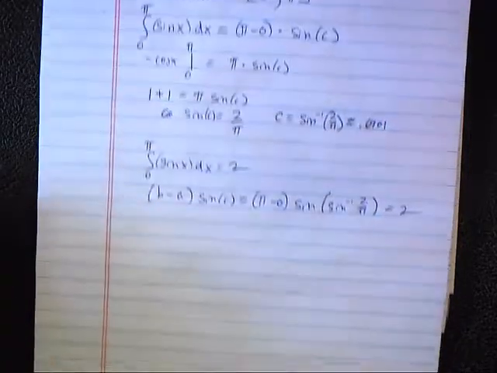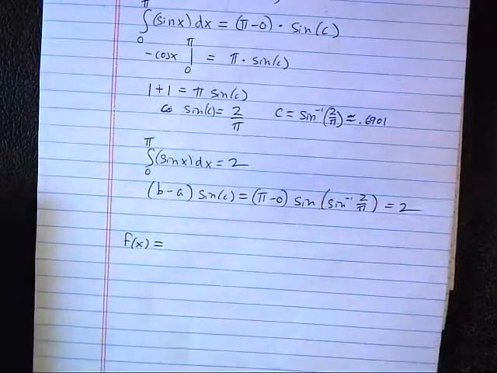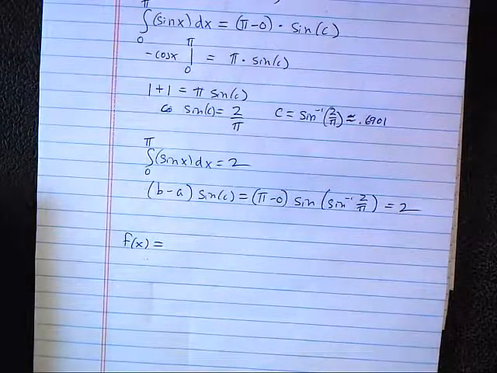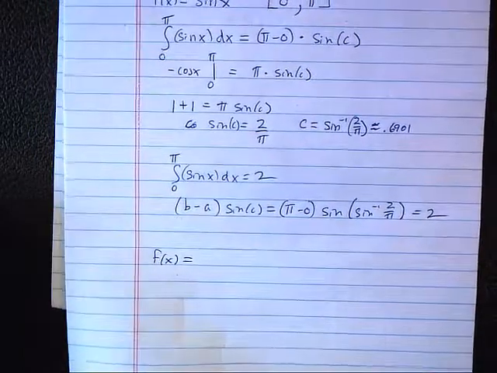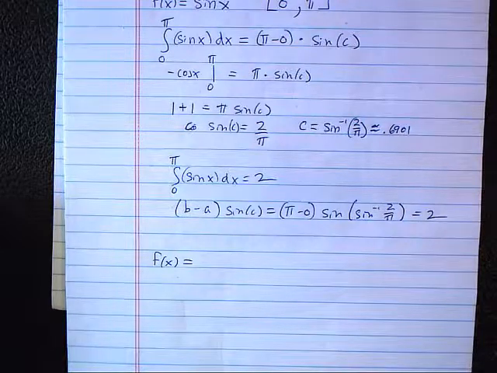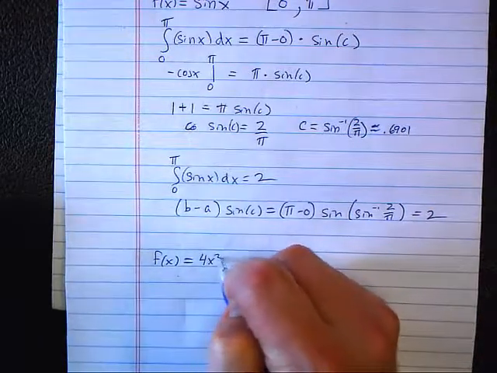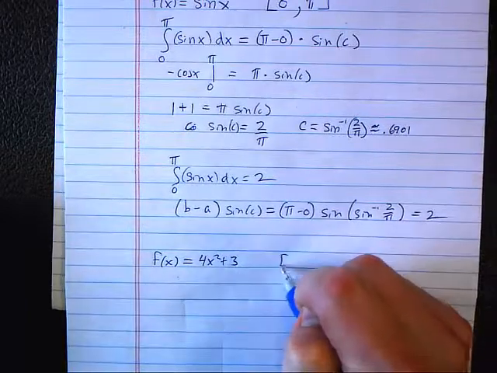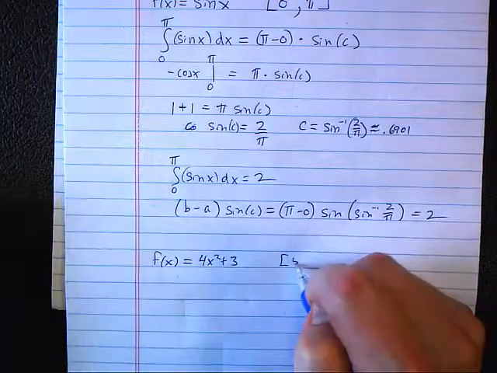All right, let's try one more of those. How about f of x is... Let's see if we can make life a little easier this time. Give me a quadratic function. Anybody got a quadratic function they like? 4x squared plus 3. And our interval is going to be 5 to 10.